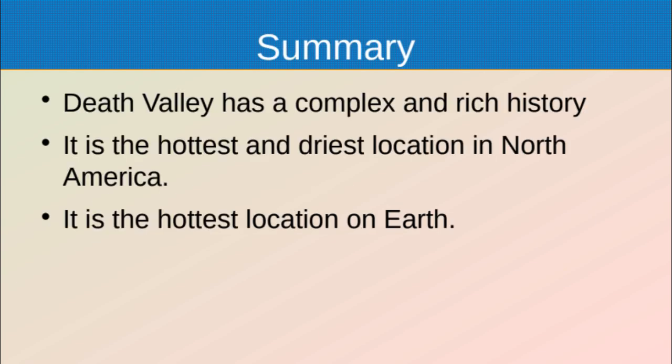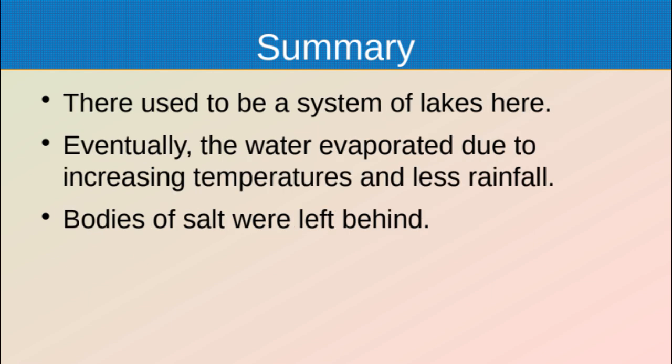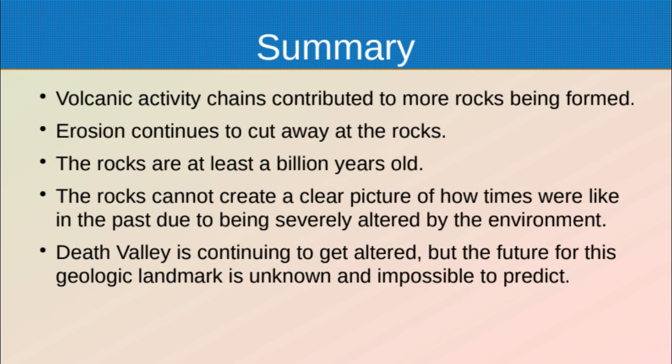Summary. Overall, Death Valley has a complex and rich history. It is the hottest and driest location in North America. It is actually the hottest location on Earth. There used to be a system of lakes here. Eventually, the water evaporated due to increasing temperatures and less rainfall. Bodies of salt were left behind.